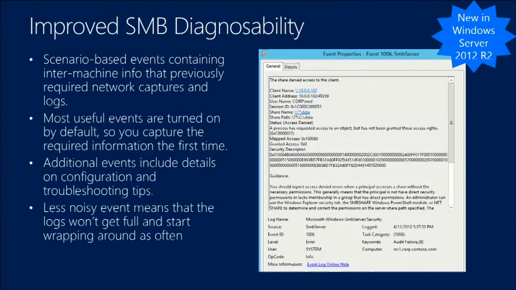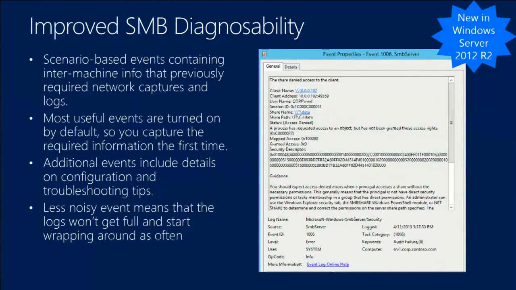Now, in the past, our event was like, access denied, go figure it out, right? In this release, it now says, okay, this client using this credential came into this share, which maps to this folder, and got an access denied. And here's what the detail is. And take a look here, some guidance for you on how you could go ahead and figure that out.